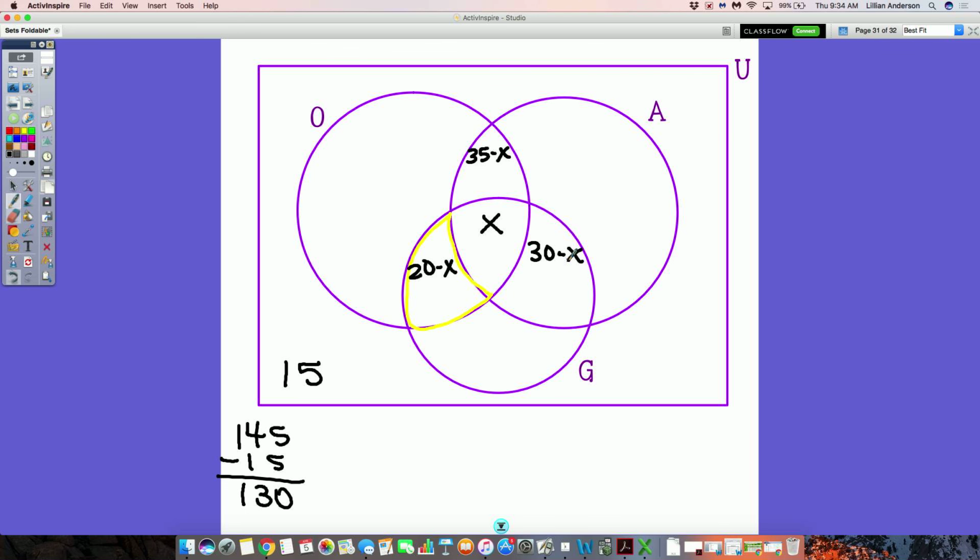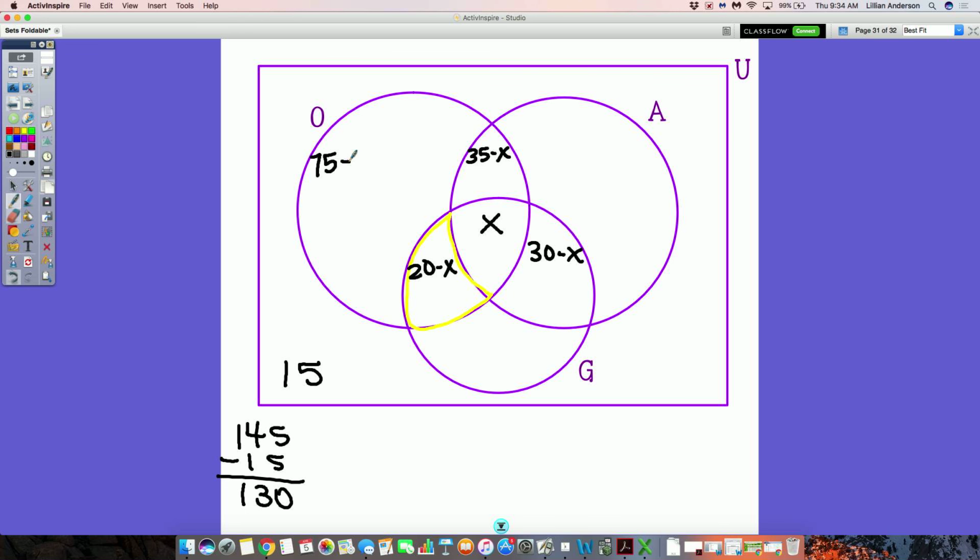75 minus x. Okay? So to get what's just an orange, there were 55 that liked orange altogether. So you actually have to subtract every single one of these. Oh, it was 75? Oh, my bad. It was 75? Yes. Okay. So you have to subtract the sum of all of these.